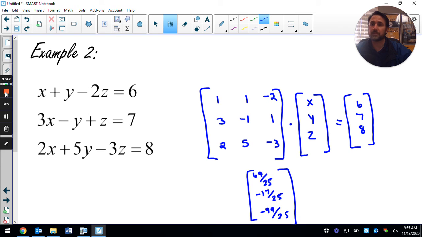Alrighty, if you ever take a class called linear algebra, you will definitely be dealing with some matrices. Okay, but that's a college level course at UCA, linear algebra. Think about taking it. It's a lot of fun.